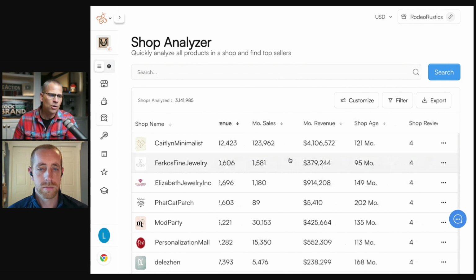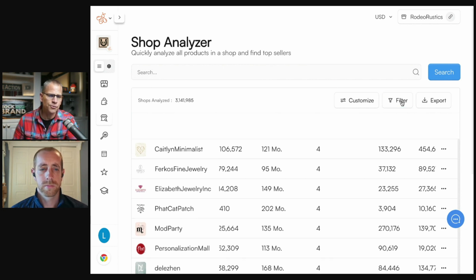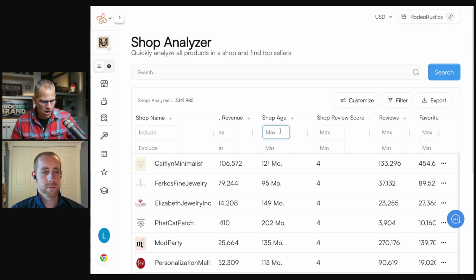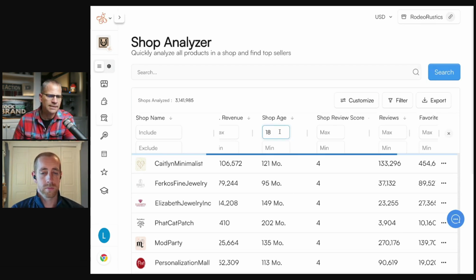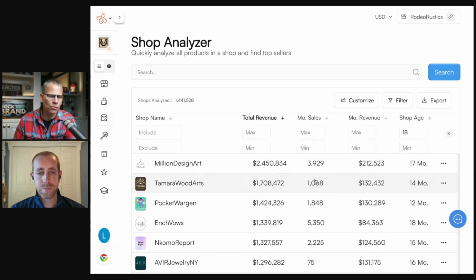All right. Now, the cool thing that I can do, if I want to, is customize, filter, and export some stuff. If I go into filters right now, you're going to see this little drop down. Let me scroll over here. So this is like your max revenue, and then we have shop age, we have shop reviews. What if I just wanted to go in here? This is one thing that I like to do. For the shop age, I only want to see shops that are 18 months old. That's it. And then boom, it's going to automatically give me all of those shops.